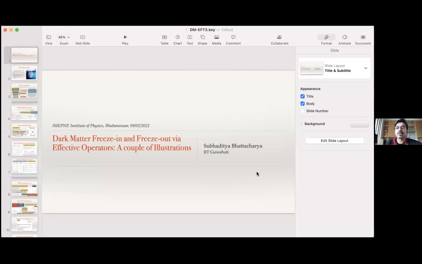Thanks, Parthuda, for this very nice introduction. And I would like to start by thanking the organizers for giving me this opportunity to talk about my works here in this conference. And as Parthuda already told you, the title of my talk is Dark Matter Freeze In and Freeze Out via Effective Operators.